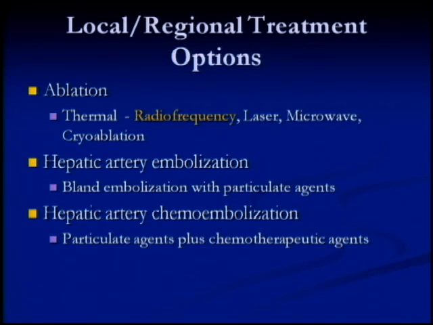Another way of treating those liver lesions is doing either hepatic artery embolization or chemoembolization. In embolization, we inject particles into the vessels going to the tumor, with the idea of depriving the tumor of its blood supply and causing tumor cell death. In chemoembolization, we mix the chemotherapeutic agent with the particles. So it's a mixture of the cytotoxicity of the chemotherapeutic agent and the ischemia caused by embolization.